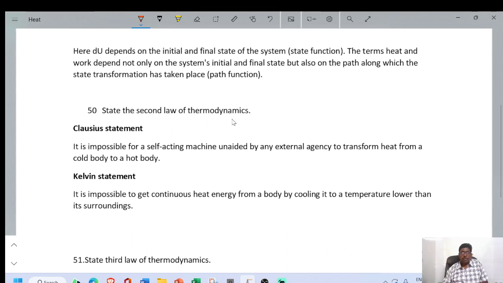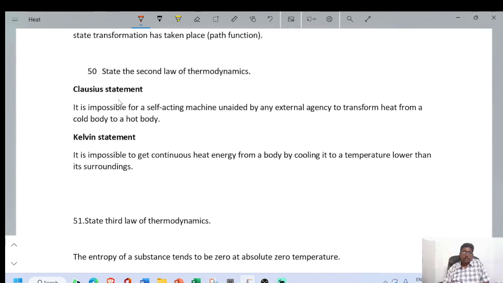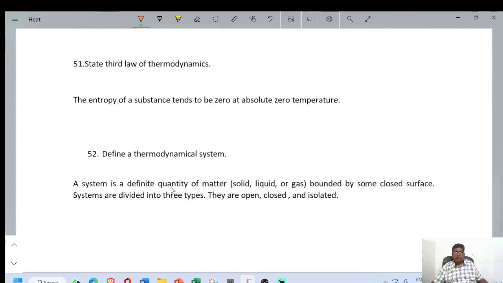State the second law of thermodynamics. First one is Clausius statement, second one is Kelvin statement. According to Clausius, it is impossible for a self-acting machine, unaided by any external agency, to transfer heat from a cold body to a hot body. According to Kelvin, it is impossible to get continuous supply of heat energy by cooling it to a temperature lower than that of its environment. State the third law of thermodynamics. At absolute zero, entropy approaches 0.